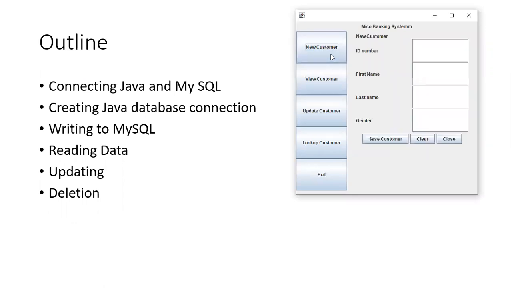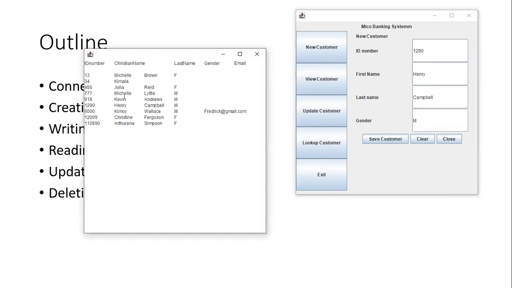So we should be able to add a record. So let's say we are adding this person. Click save. This gets saved to the database. If we click view, notice that the record that we just added is here.